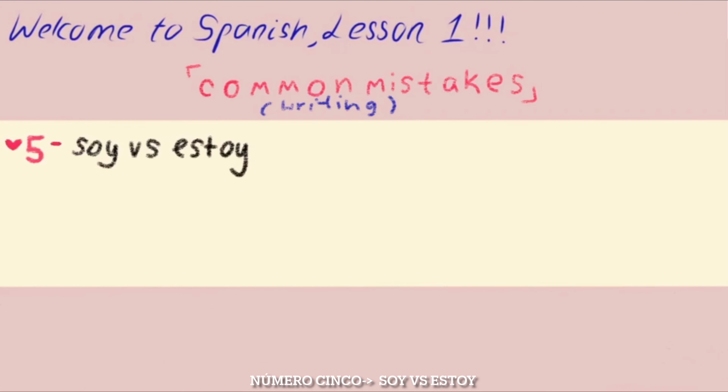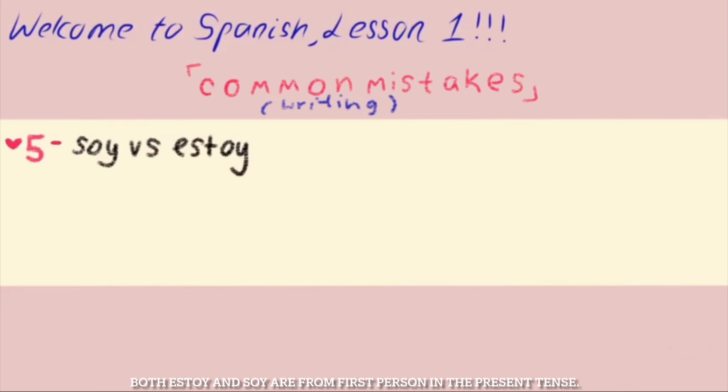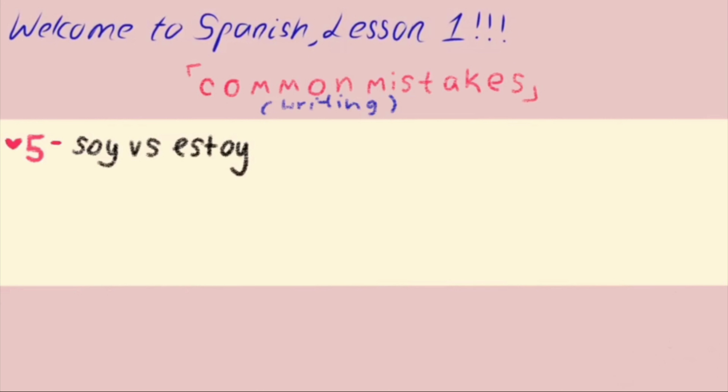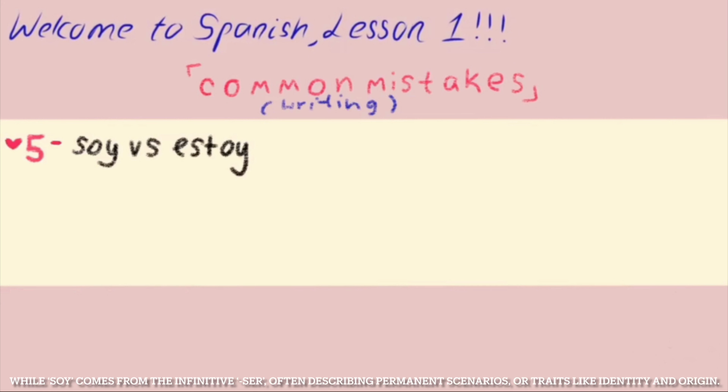Número 5, soy versus estoy. Both estoy and soy are first person in the present tense, however estoy comes from the infinitive estar, often describing temporary situations, locations, or feelings, while soy comes from the infinitive ser, often describing permanent scenarios or traits like identity and origin.